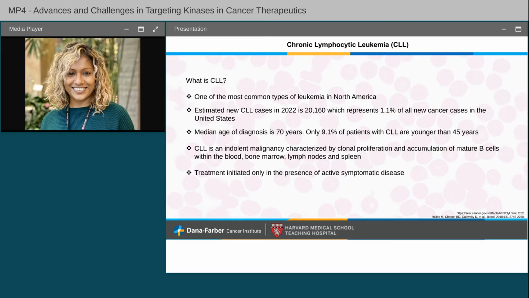The median age of diagnosis is 70 years, with only a small fraction of patients younger than 45 years. CLL is an indolent or slow-growing malignancy characterized by clonal proliferation and accumulation of mature B cells within the blood, bone marrow, lymph nodes, and spleen. This is a very slow-growing disease. People can usually have a normal life with CLL for a very long time, be asymptomatic, before the disease can pick up momentum and there is a need for medical intervention. So treatment is often initiated only in the presence of active symptomatic disease.